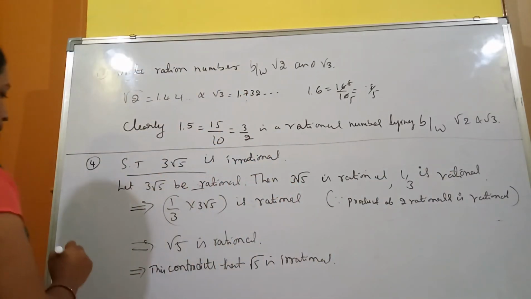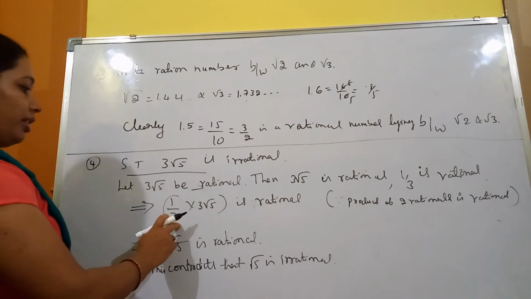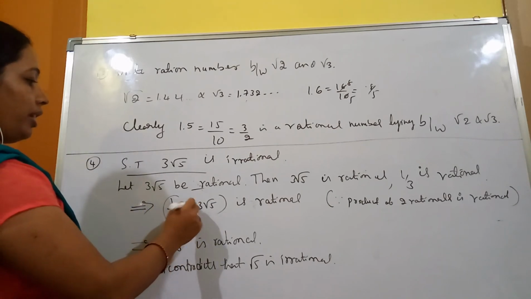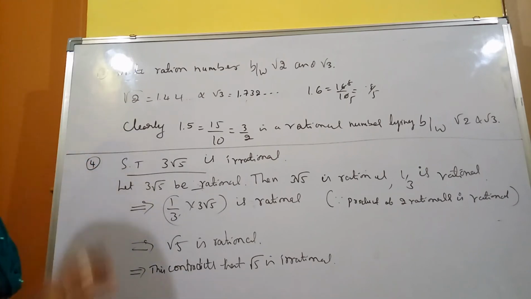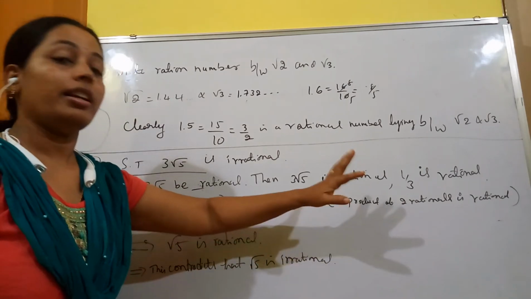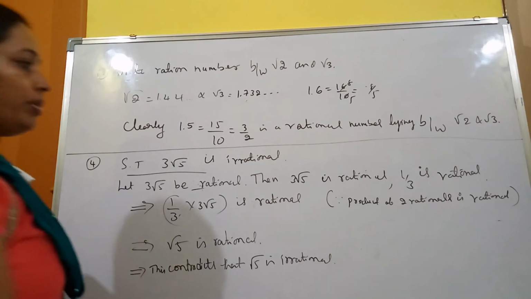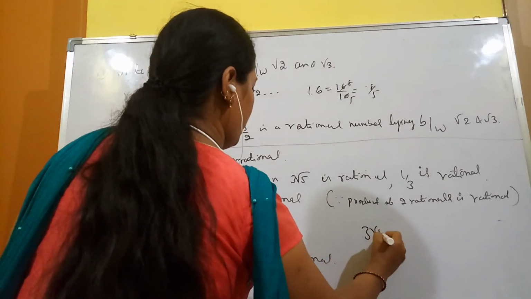Which implies 1 by 3 into 3 root 5. If you take the same number again, you will get it. Why do we multiply by 1 by 3? Because the product of two rational numbers is a rational number only. How, you can say: 3 root 5 multiplied by 1 by 3.